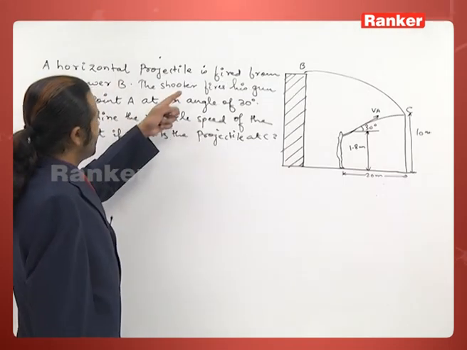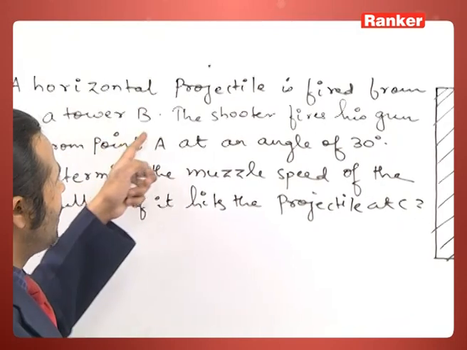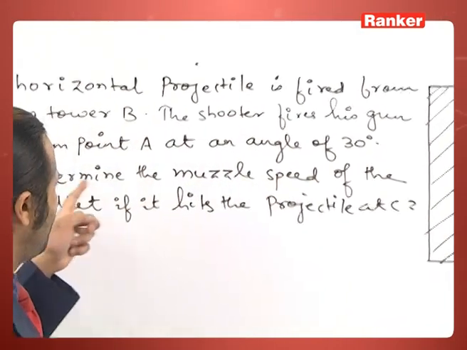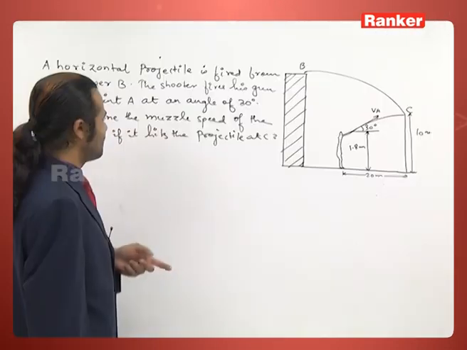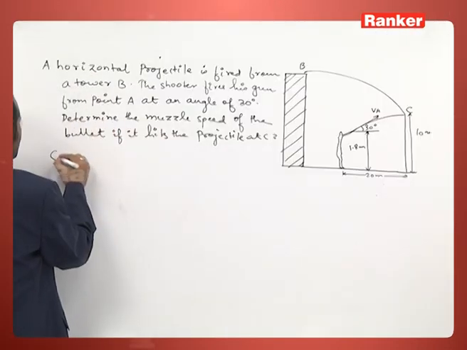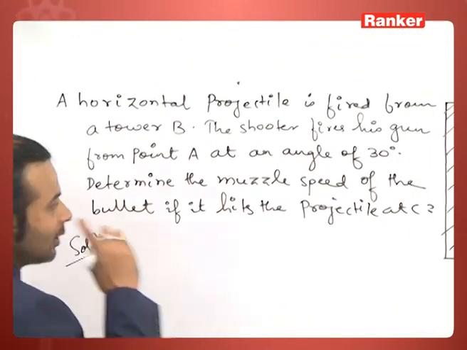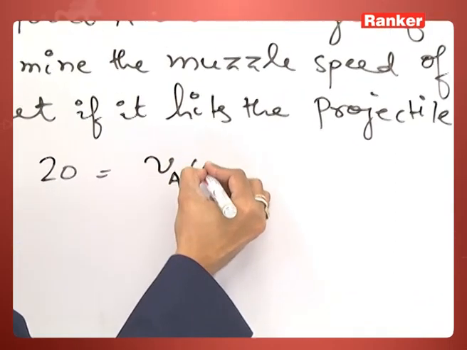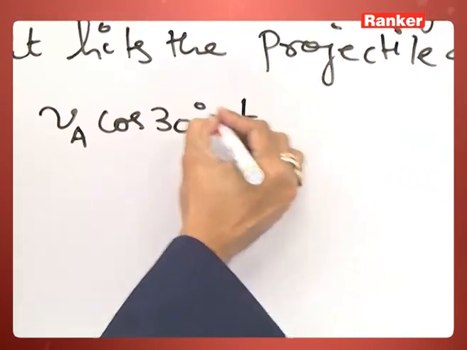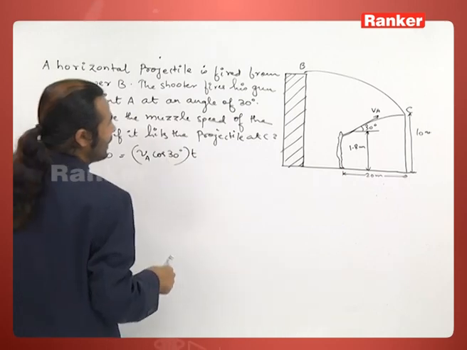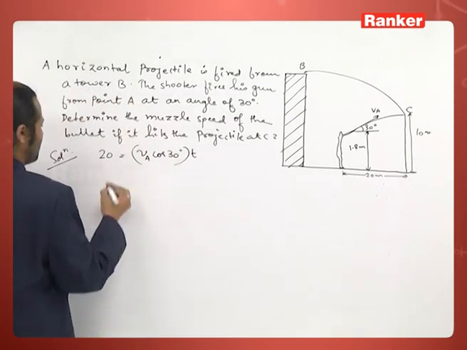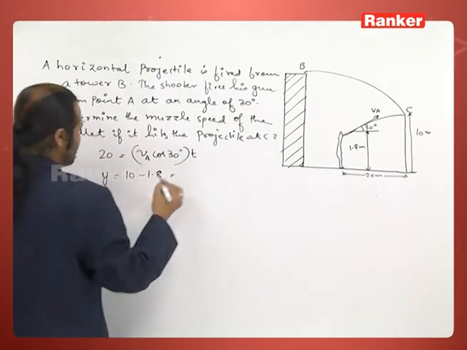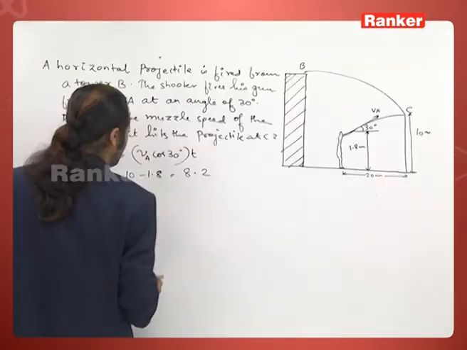Now a horizontal projectile is fired from a tower B. The shooter fires his gun from point A at an angle of 30 degrees. Determine the muzzle speed of the bullet if it hits the projectile at C. So here we'll have the horizontal distance is 20 is VA cos 30 into T, and the vertical distance y is 10 minus 1.8, that is 8.2.